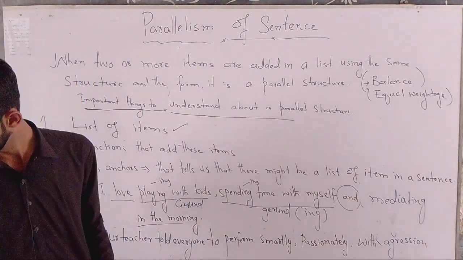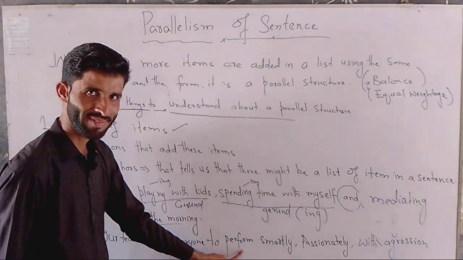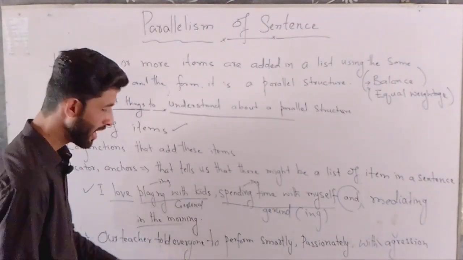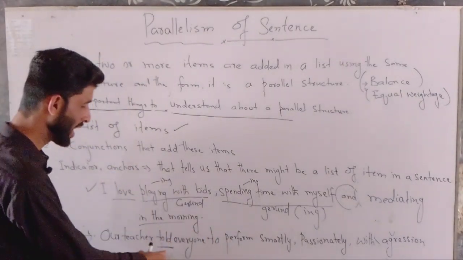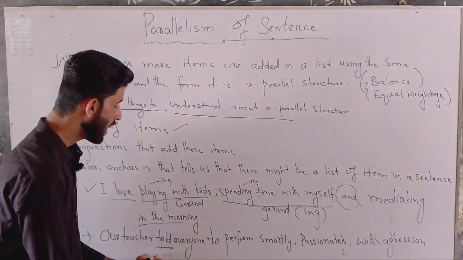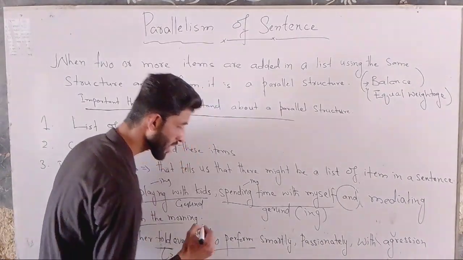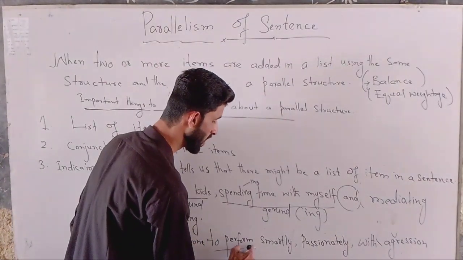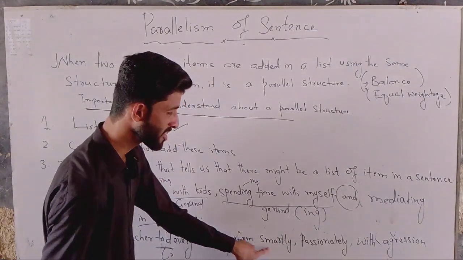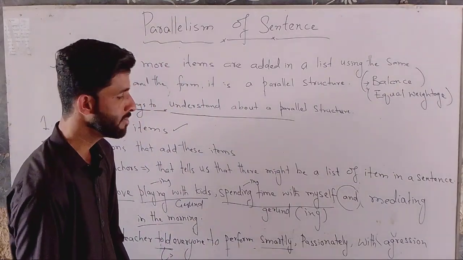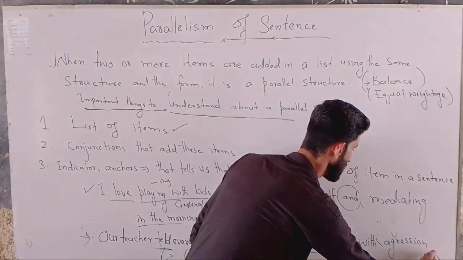Number second sentence. Our teacher told everyone to perform. "Told everyone" is the indicator or anchor. Told everyone to perform. To perform what? To perform smartly. This is the item. Passionately, item, and with aggression.